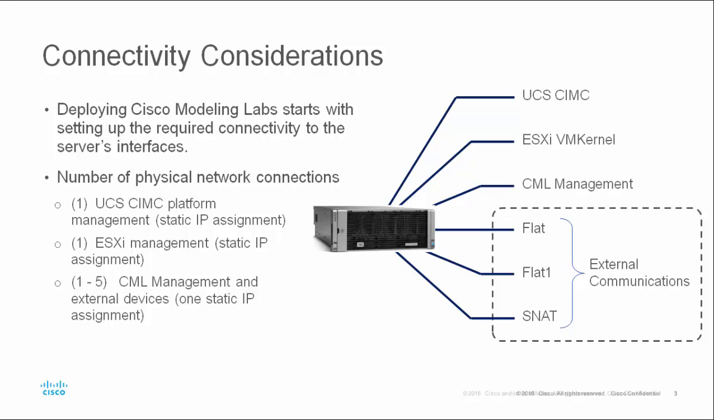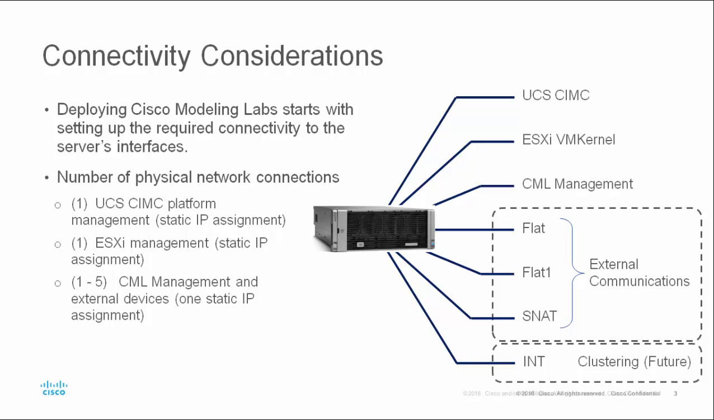These are known as the FLAT, FLAT1, and SNAT. The first 2 provide Layer 2 bridged access for external networks to the virtual nodes within the simulation. The SNAT, or Static Network Address Translated, provides a Layer 3 based interface into the simulation. The last interface is called the INT interface and is reserved for the clustering feature to be added at a later date. The VMware hypervisor offers flexibility in how these interfaces are mapped to the available NICs installed on the server. ESXi allows some of these to be virtualized as VLANs across the 802.1Q trunk.